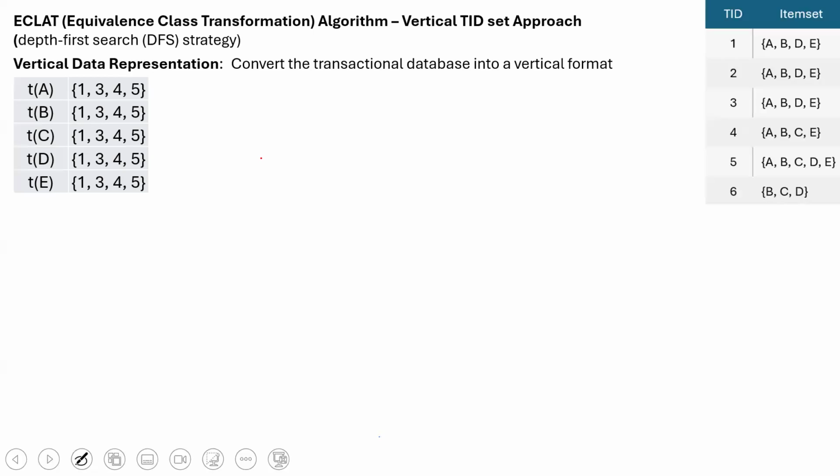Now look at this carefully, how we are actually doing this. This approach is called the ECLAT algorithm. You will understand why this is called the ECLAT algorithm shortly. ECLAT full form is equivalence class transformation algorithm, or vertical TID set approach.